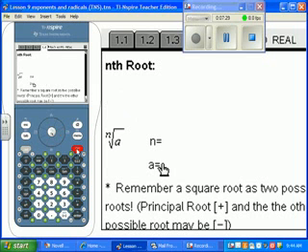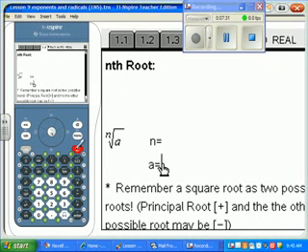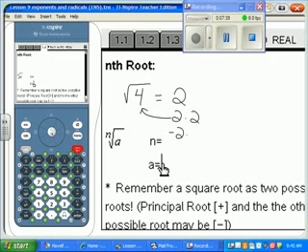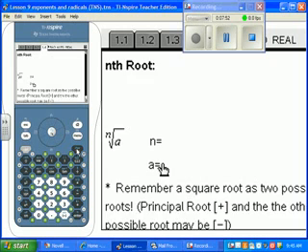Okay, remember, square root has 2 possible roots. Principal root, which is the positive root, and then the negative root. The reason it has 2 possible roots, let's look at square root of 4 again. The square root of 4 was 2, right? What's 2 times 2? What's negative 2 times negative 2? So the square root could be a plus or a minus, okay? A principal, and then the negative root.